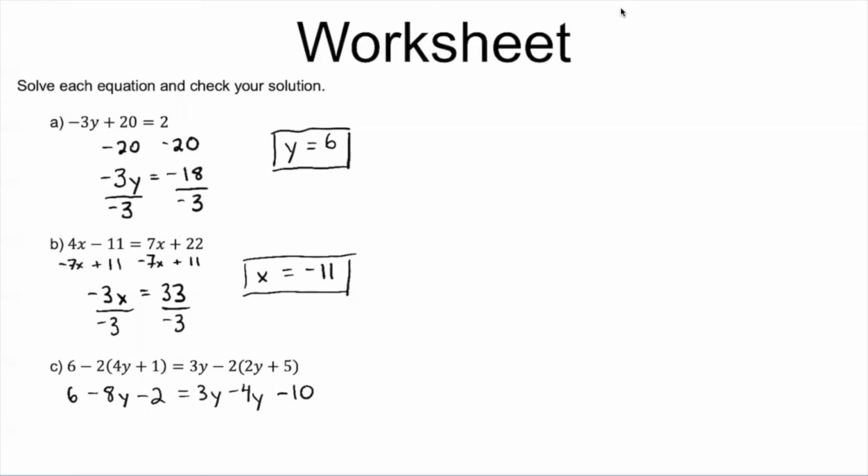We can simplify further. We've got 6 minus 2. So I've got negative 8y plus 4. And then 3y minus 4y is negative y minus 10. We need to isolate our variables. So first, I'm going to add y to both sides. And I'm going to subtract 4 from both sides.